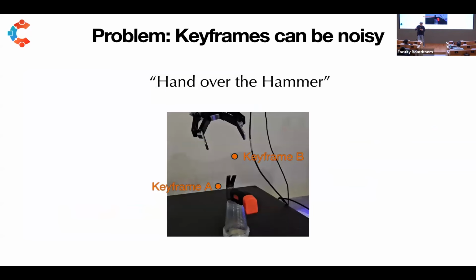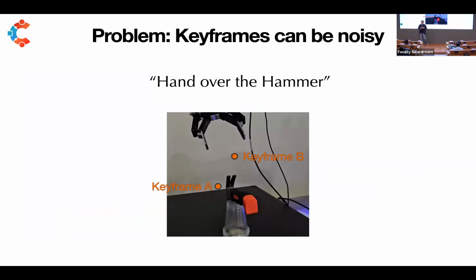So now, what is the problem? The problem is that what you discovered is that the keyframes coming out of ChatGPT can be quite lousy at times because these models sometimes don't have a good grasp of the spatial world. As we discussed earlier, their spatial understanding is not very good. So if I say hand over the hammer, sometimes it will give me something good, like keyframe A, this is good. Keyframe B is bad, okay? Because it will try to pass through that point, which is not accurate.